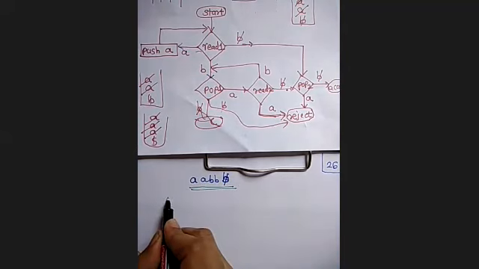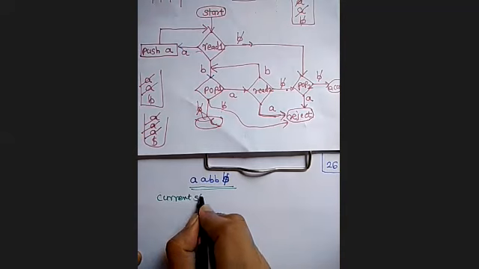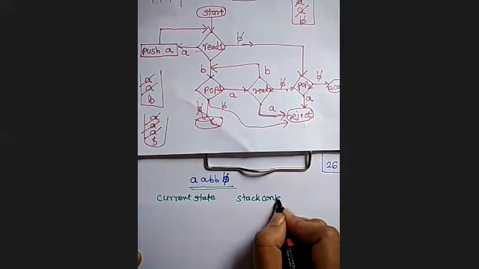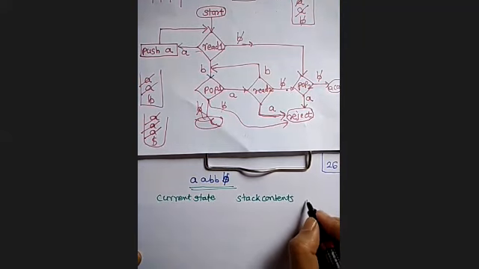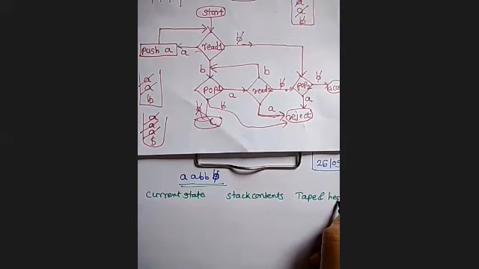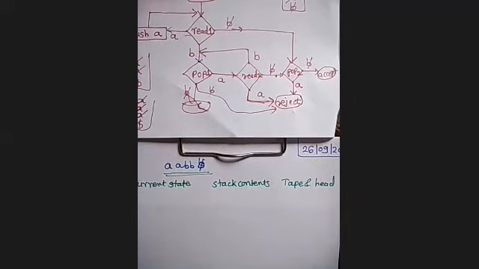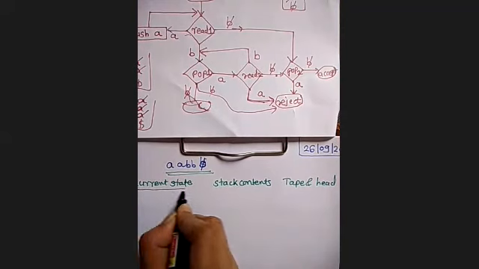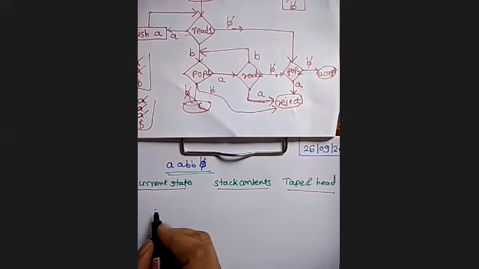Okay, so make the 3 columns: current state, stack contents. Now in this case we are using a stack, and the third one is tape and the head position. So we have seen our input is written on the tape, and the head is a pointer which points to the current symbol. Now what is initially our current state in these 3 columns? Current state is our start state.